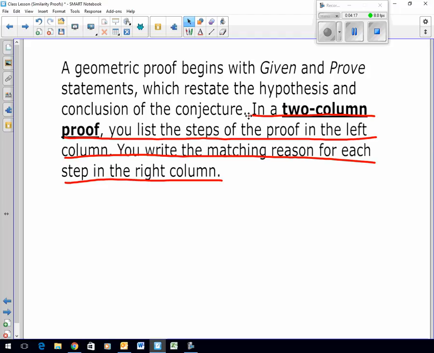I'll have a statement and then a reason. Statement and then a reason. They will start with the given information and end with what I'm trying to prove. I'm going to move on.